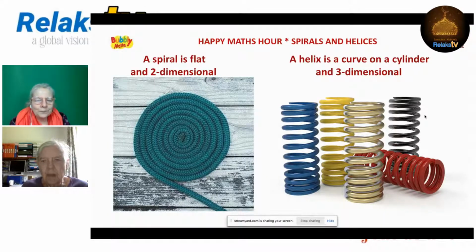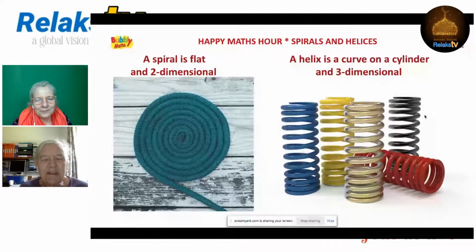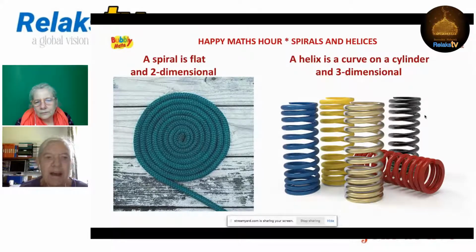Now on the right, what you have are 5 different helices. Well, they look pretty similar except for the colour. But as you see, the plural is helices. One helix, many helices. In everyday language, we call things which are actually helices, spirals. But in mathematics, the spiral is 2-dimensional and the helix is 3-dimensional.